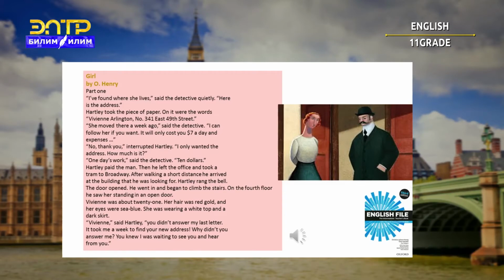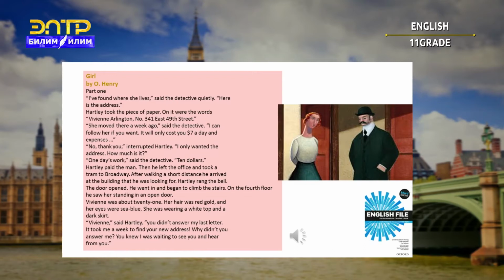Girl by O. Henry, Part 1. I've found where she lives, said the detective quietly. Here is the address. Hartley took the piece of paper. On it were the words, Vivian Arlington, number 341 East 49th Street. She moved there a week ago, said the detective. I can follow her if you want. It will only cost you $7 a day and expenses.